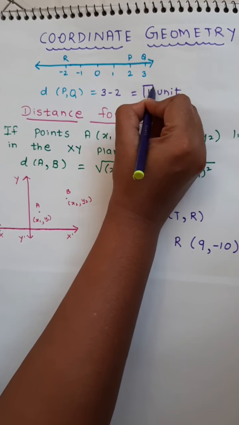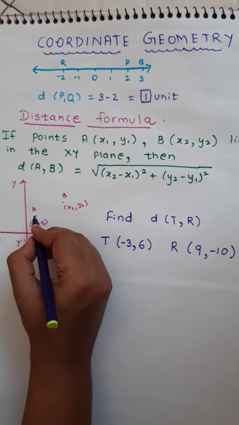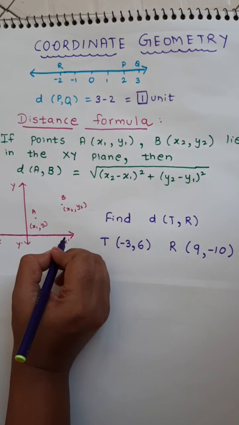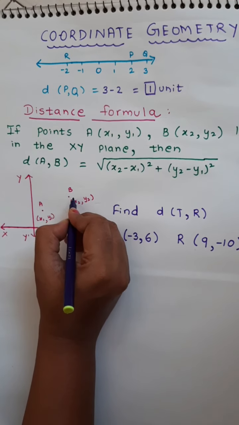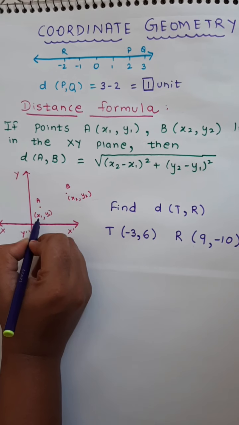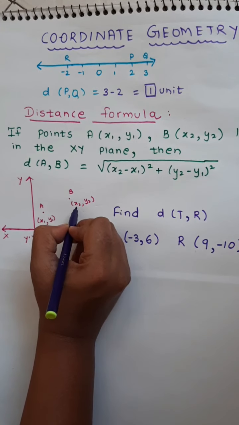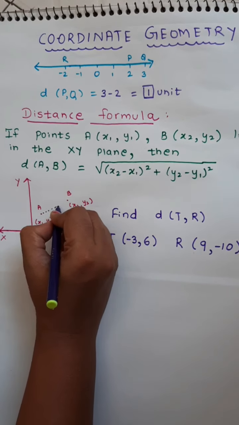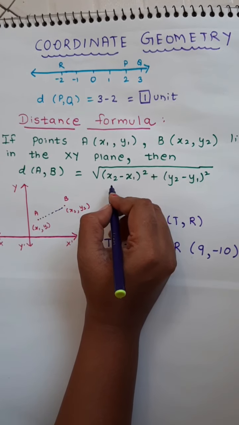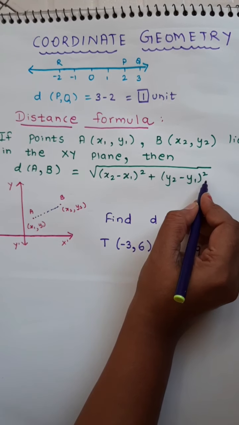Okay, but now here using the same concept, we are going to find the distance between any 2 points but in the xy plane. So x-axis, y-axis, and suppose there are 2 points A and B, and I'm going to find the distance between them. Let the coordinates of point A be x1, y1. Let the coordinates of point B be x2, y2. Then if I have to find the distance of AB, I'm going to use the distance formula: square root of x2 minus x1 whole square plus y2 minus y1 whole square.